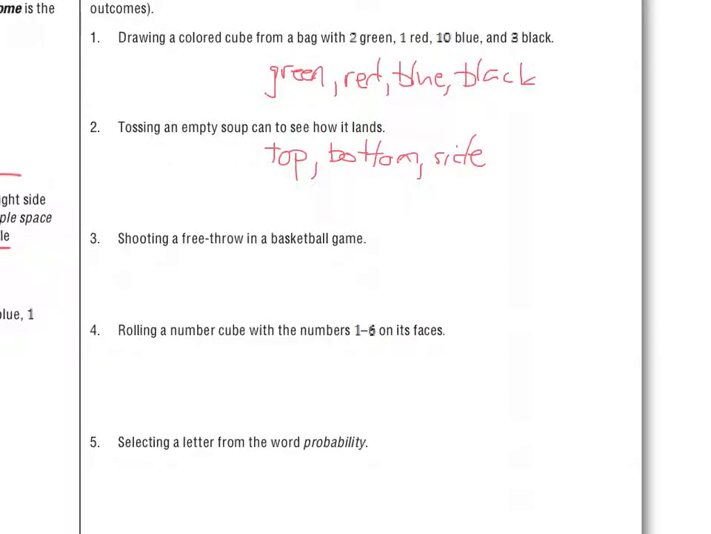Alright, shooting a free throw in a basketball game. Well, your choices are, on a very basic level, you could make or you could miss. Rolling a number cube with the numbers 1 through 6. So your sample space is you can roll a 1, you could roll a 2, you could roll a 3, you could roll a 4, you could roll a 5, you could roll a 6.